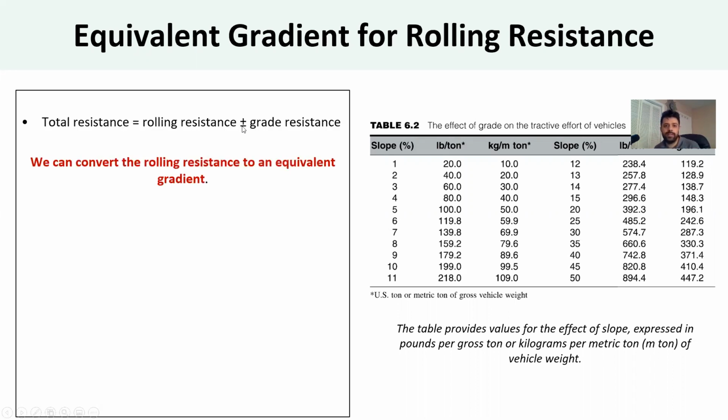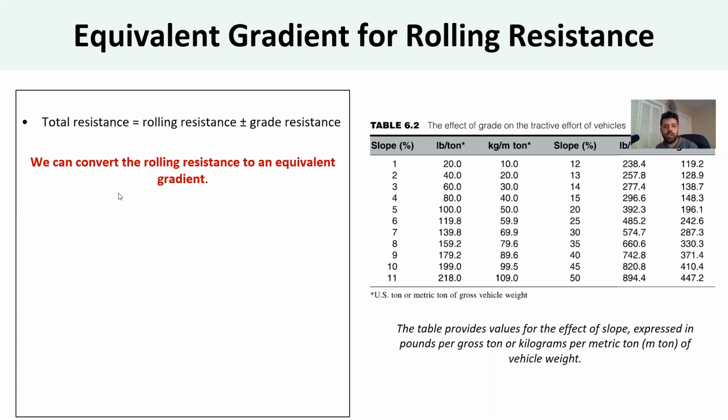Don't forget the negative sign. The grade could be a negative number if you're going down. It means your resistance is getting deducted, okay? You will have less resistance when you're going down, or you will have more usable power when you're going down.